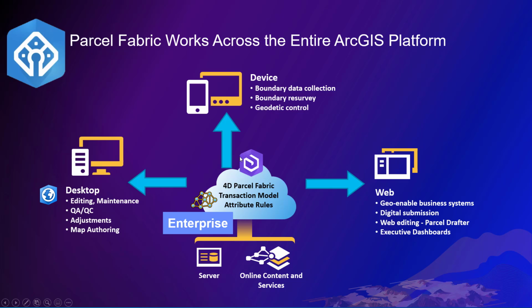But we can also take that same feature service and make it available to web editing for, say, somebody using something like Parcel Drafter or executive dashboards. Or more importantly, since this is a feature service, the Parcel Fabric service has a REST endpoint that will allow you to geo-enable other business systems, meaning that other business systems could make a call to the Parcel Fabric, create a record, select a couple parcels, and perform a merge without ever having to interact with an editor. So there are some definite efficiency gains capable once there's integration with a land information management system.